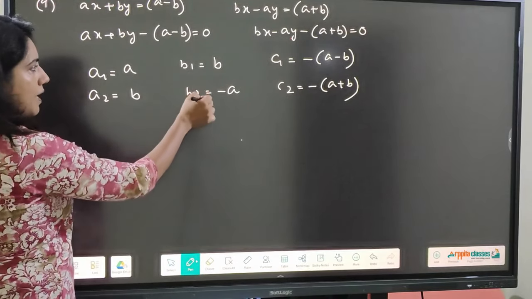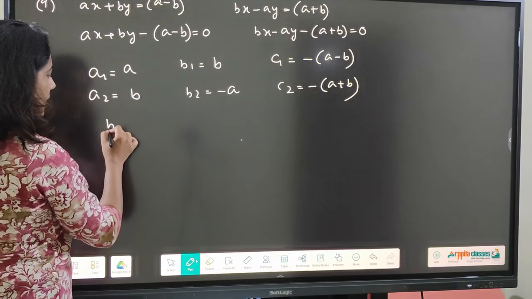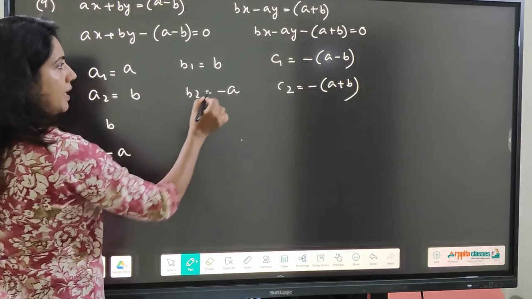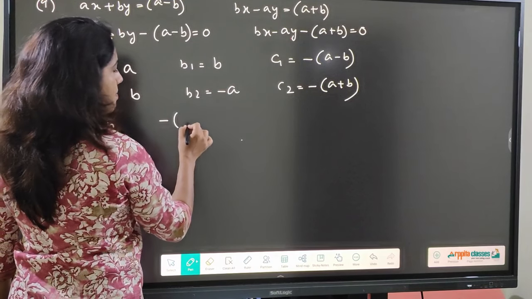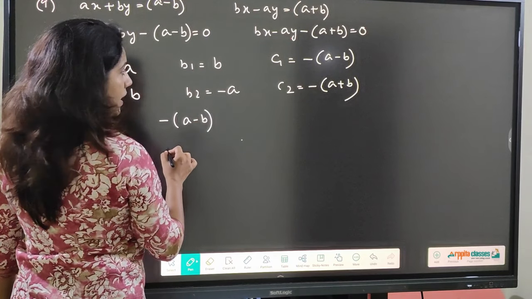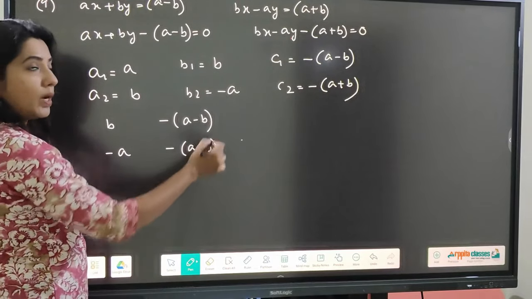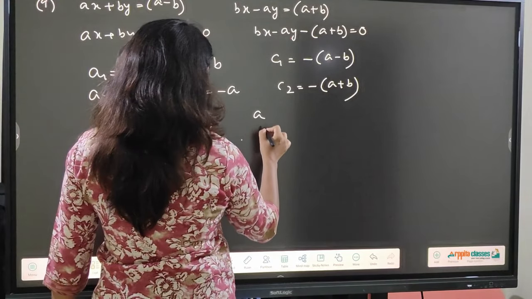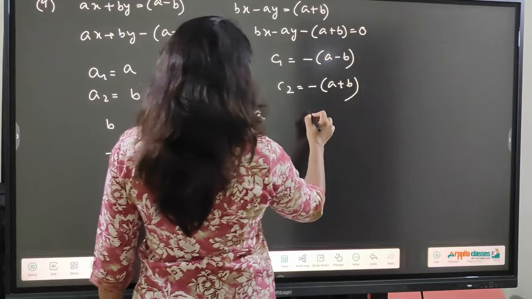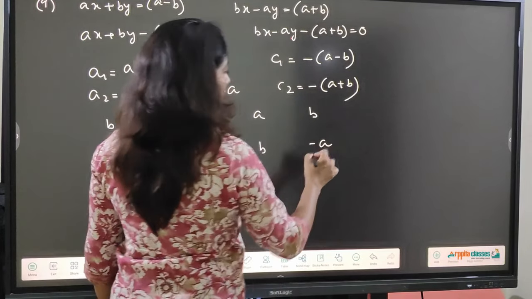Okay, so now we'll start from here, b1, b2. So I'll write b, minus a, c1, c2, that is minus a minus b, minus a plus b, b1, b2, c1, c2, a1, a2. a1, a2 is a, b, and then again b1, b2, that is b, minus a.